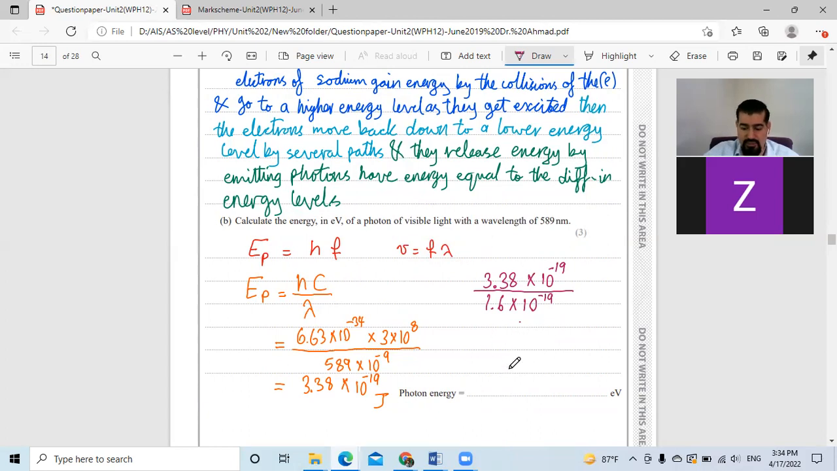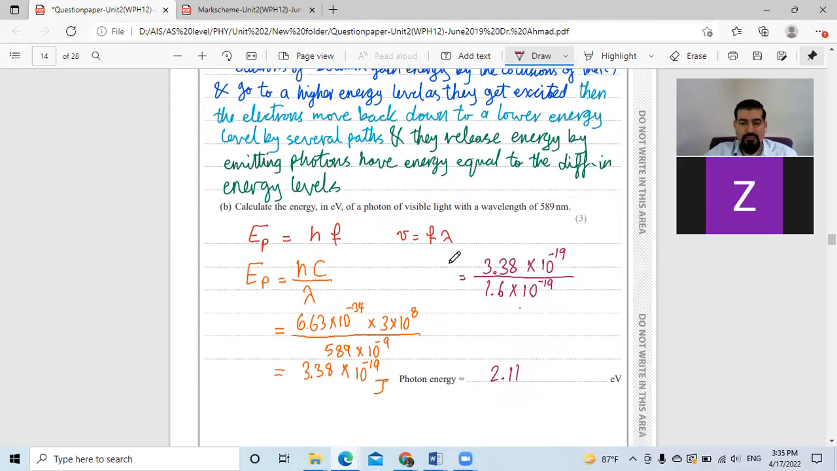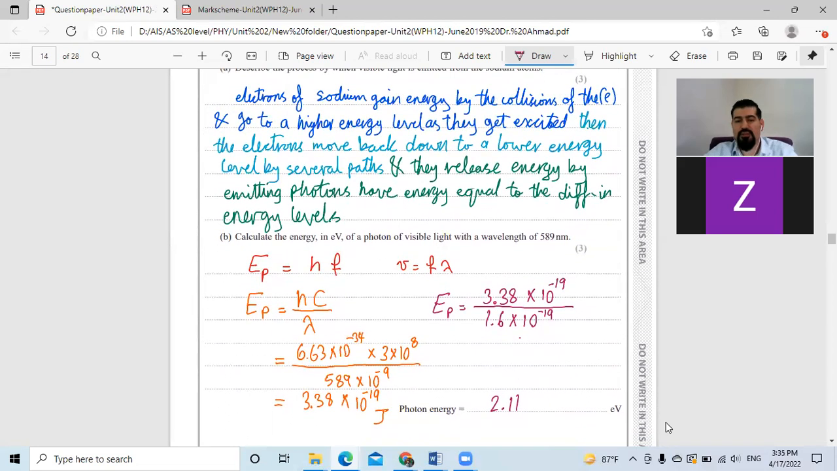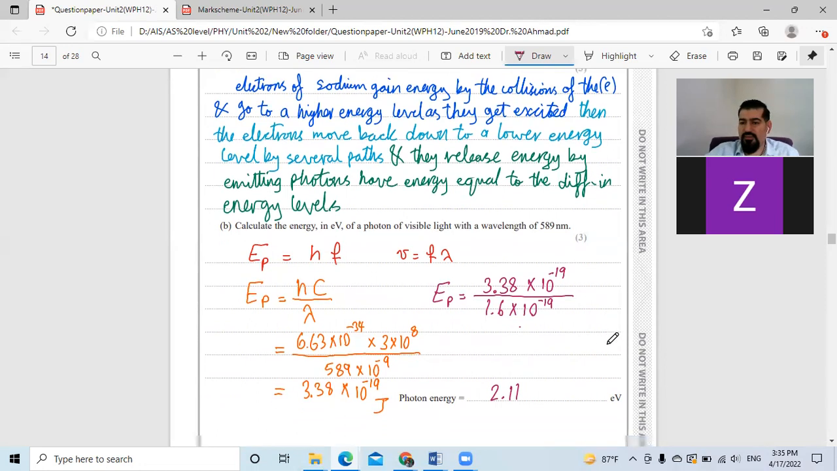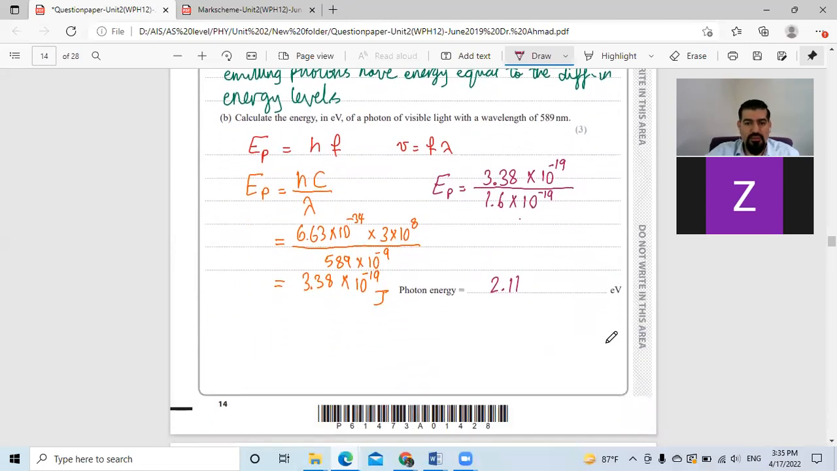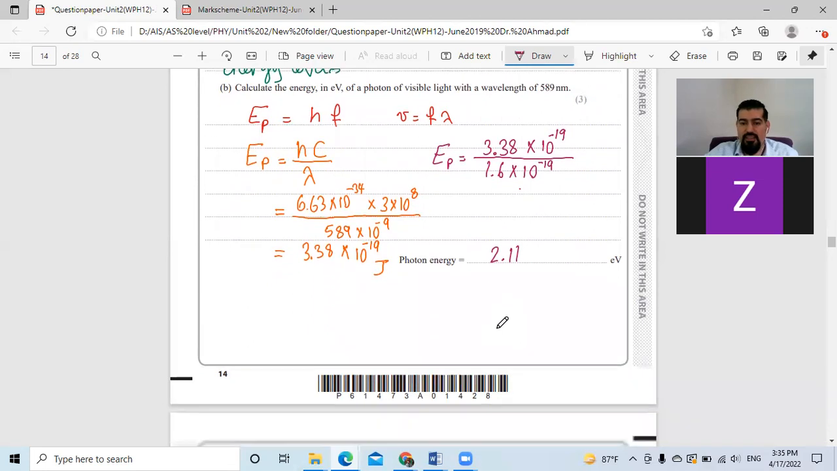Okay, and the answer using the calculator will be 2.11 electron volts. You can take a screenshot here if you want for both parts A and B. Okay, any question here? Is it clear?